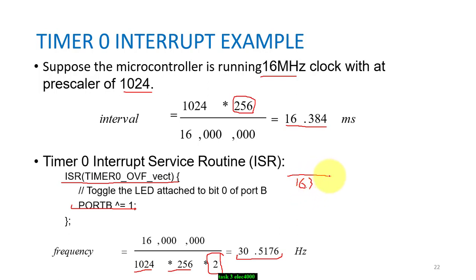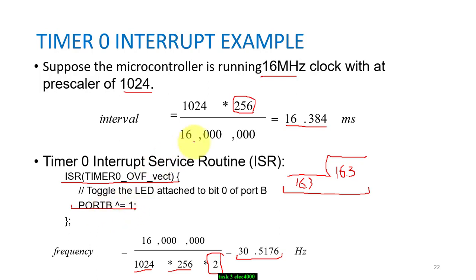16.3 milliseconds. This is the total period, which is multiplied by 2. That's why we multiplied by 2 here. So we got a 30 Hertz frequency. What we are saying here is that every time this timer overflows, give me a toggle. Every time the timer overflows, give me a toggle.